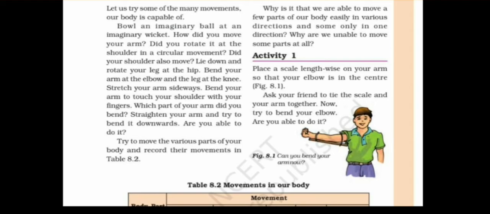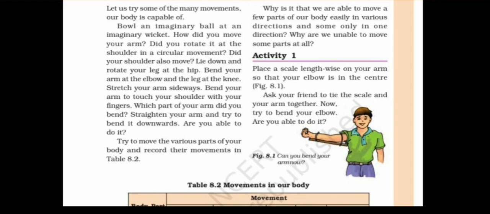Lie down and rotate your leg at the hip. Now, another activity: you have to lie down and rotate your leg at the hip. Likewise, as you rotated your arm from the shoulder, in the same way you have to rotate your leg from the hip. Bend your arm at the elbow and leg at the knee. Stretch your arm sidewise. Bend your arm to touch your shoulders with your fingers. You can bend your arm and touch your shoulders at the back and at the front.